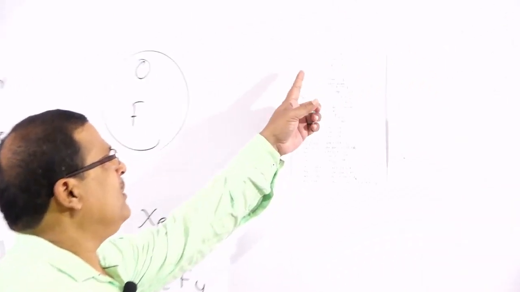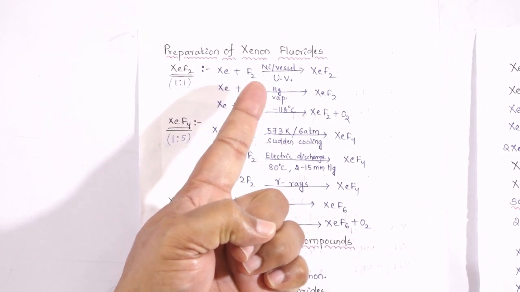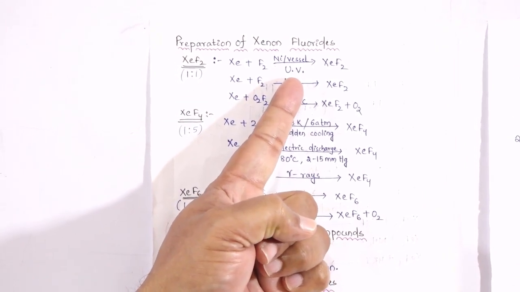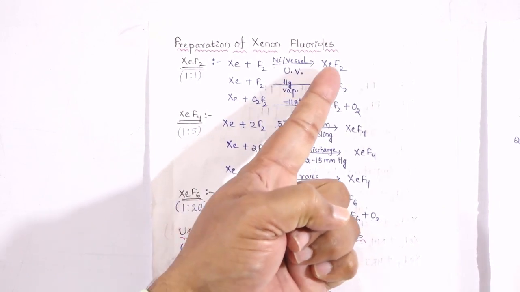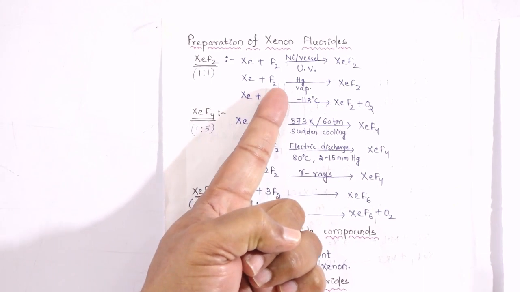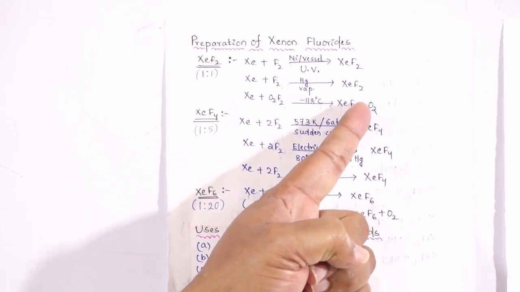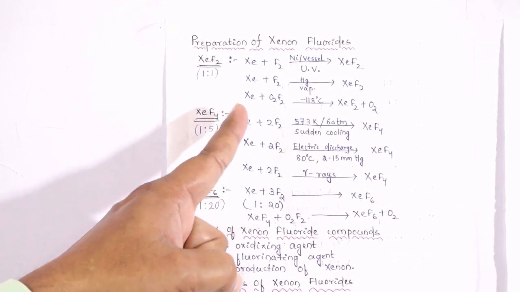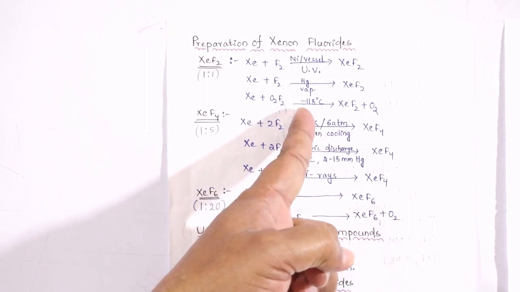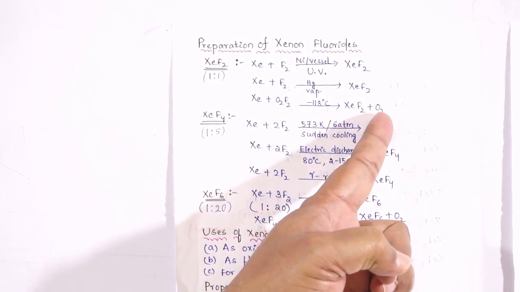For example, for xenon difluoride: xenon and fluorine in a nickel vessel, in the presence of ultraviolet radiation, give XeF2. Similarly, xenon combines with fluorine in the presence of mercury vapor to form XeF2. XeO2F2 at minus 118 degree centigrade again gives XeF2 and O2.